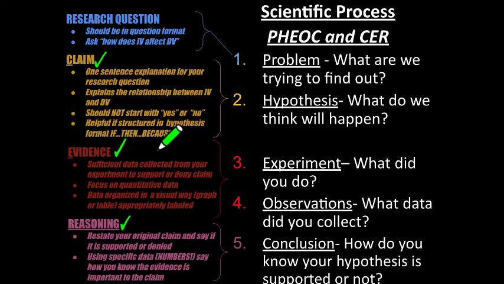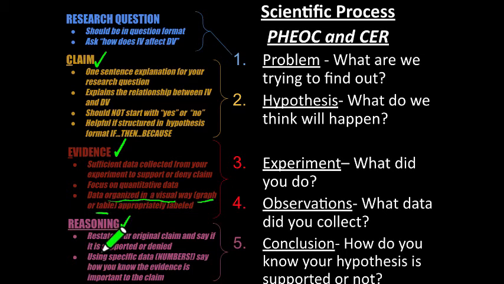Finally, after we have a good claim, we want to design a procedure and then collect data. So our experiment is our procedure, and our observations are really the data you collect. The data has to support or deny your claim, but it has to relate to your claim in some way, and it has to be organized in a visual way. Usually we talk about a graph or a table.